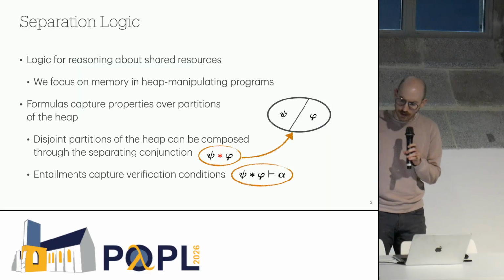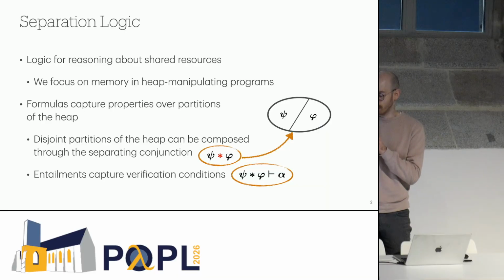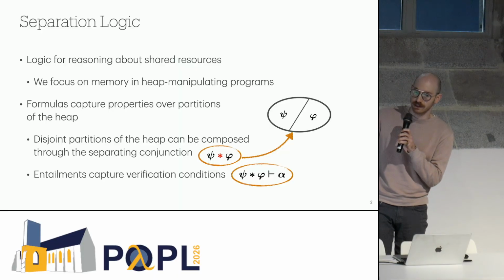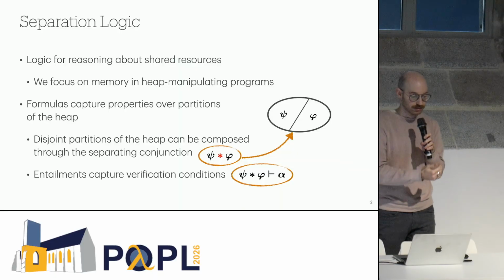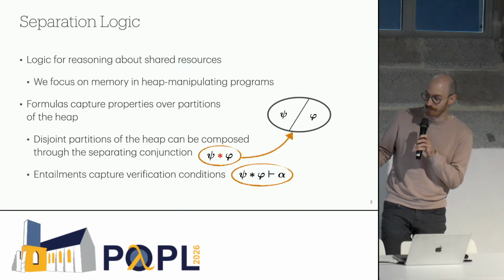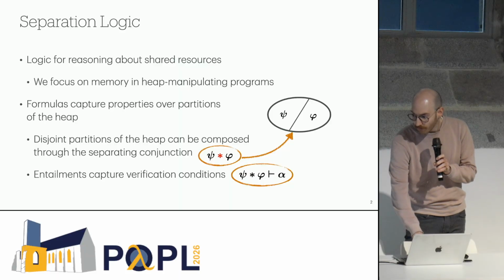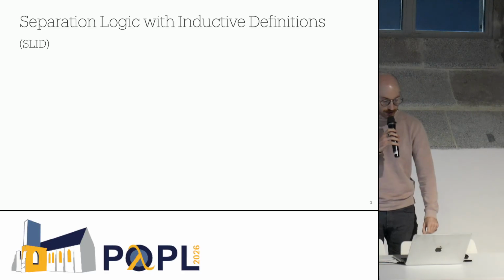The way I think about it in this talk, we have entailments that capture verification conditions. So we have some verification condition that is captured by the entailment psi star phi entails alpha, and we ask, does every store and heap that satisfy psi star phi also satisfy alpha? And crucially, I'm going to talk about separation logic without magic wand. More specifically, separation logic with inductive definitions, SLID.